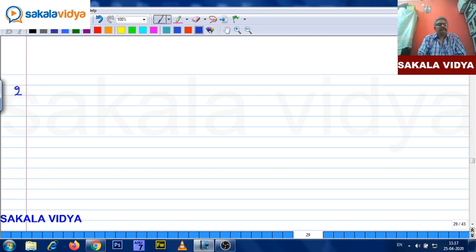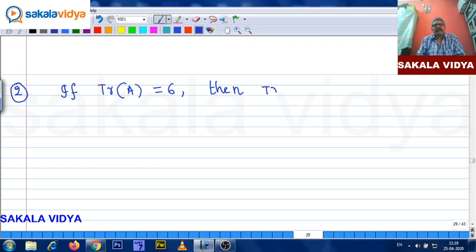Second problem, if trace of A, that means trace of square matrix A, is equal to 6, then trace of 4A.